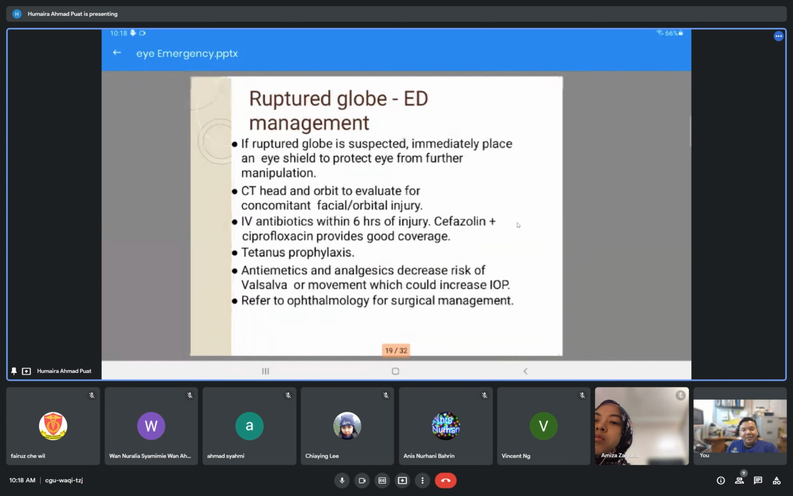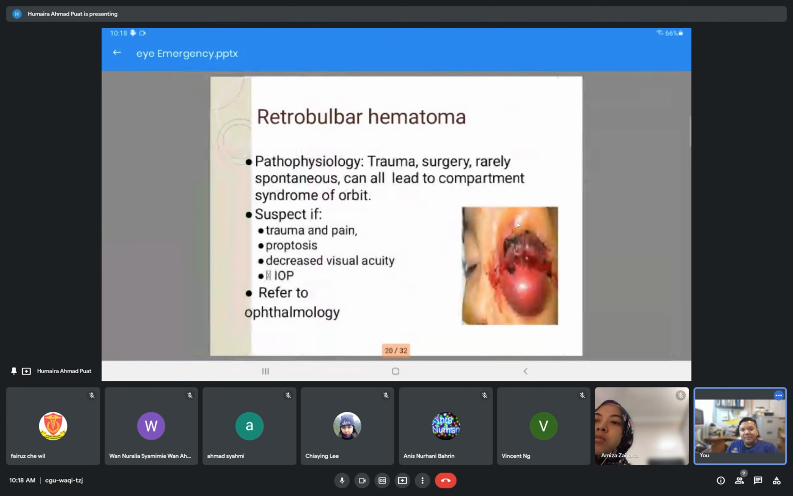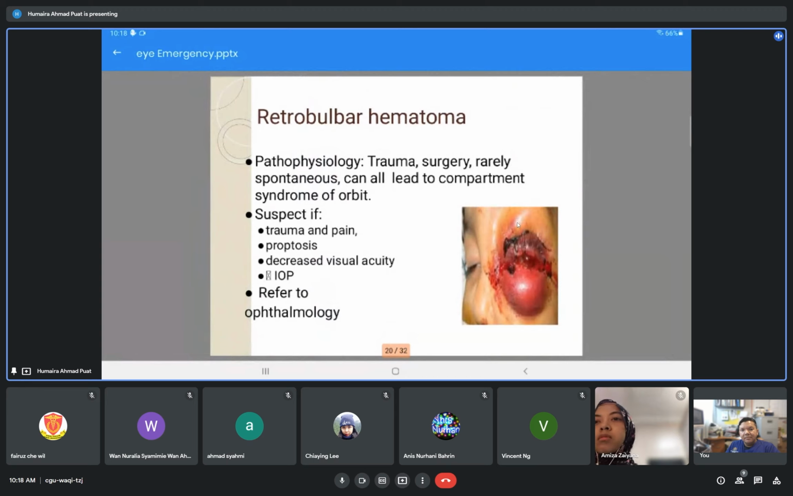Okay. Yes, continue. Okay, another one is retrobulbar hematoma. This one caused by trauma, surgery, or really spontaneous. They can lead to compartment syndrome of the orbit. And then we can suspect this retrobulbar hematoma if patient had complaint, we suspect of trauma and pain, proptosis, decreased visual acuity, or increase in intraocular pressure. This one also nothing much we can do. We refer to ophthalm.